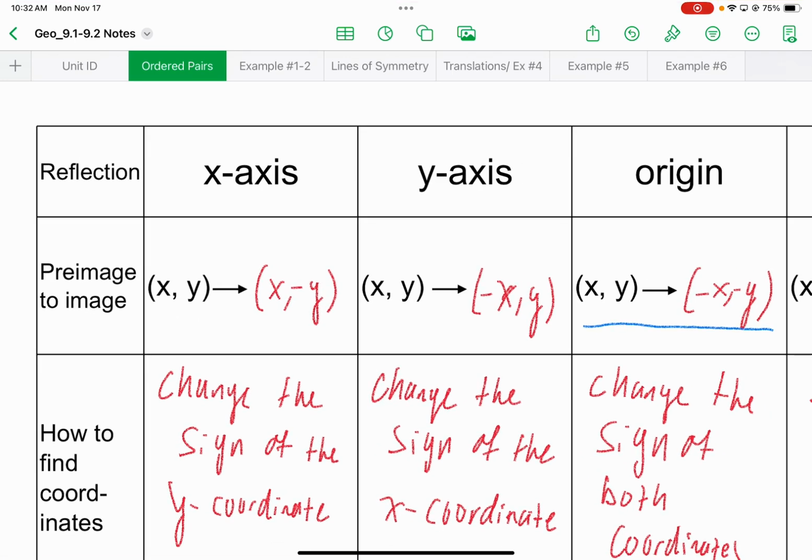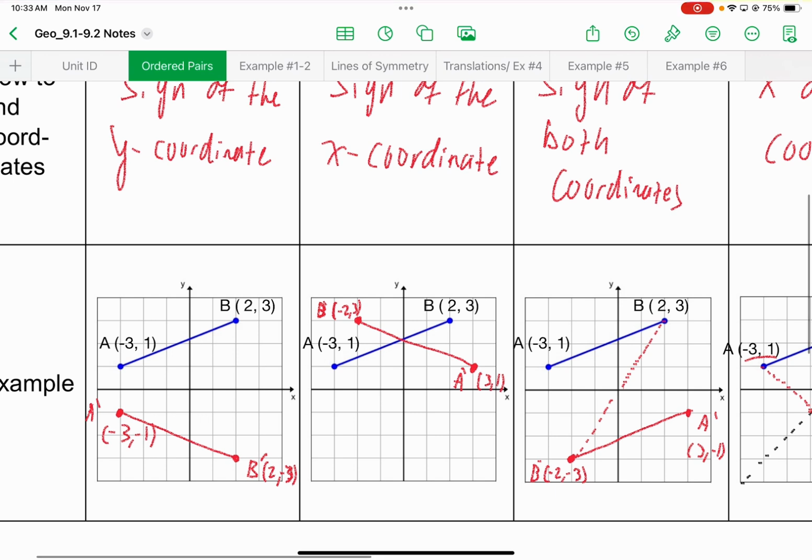And then same thing for the y-axis. If I reflect something over my y-axis, that vertical line, (x, y) goes to (negative x, y). It'd be reflecting either to the left or to the right. So I negate the sign of my x-coordinate. If it's already negative, it becomes positive. If it's positive, it becomes negative. And then a picture of that looks like this. If I reflect B over the x-axis, it's going to go over here. If I reflect A, it's going to go over here. If I reflect the whole thing, it's going to look like that.